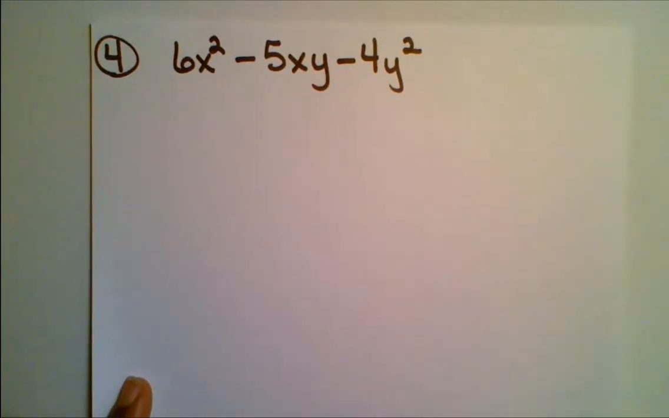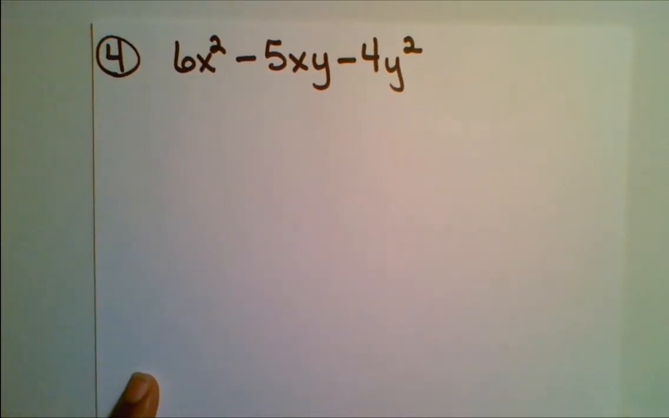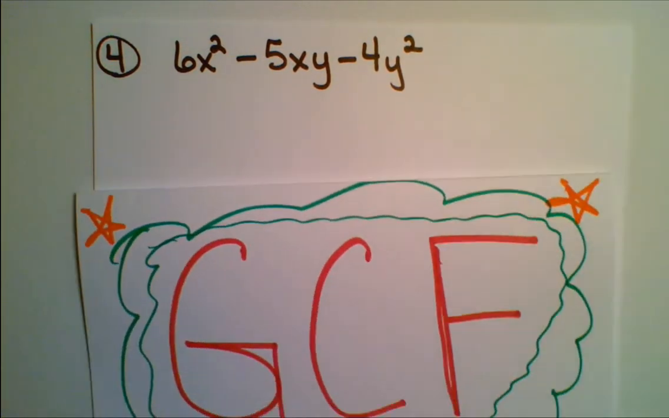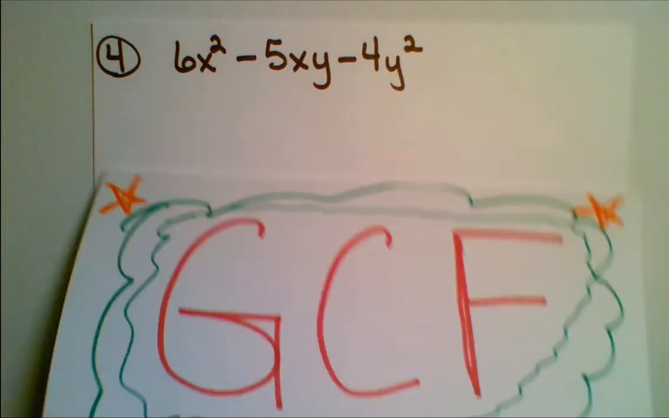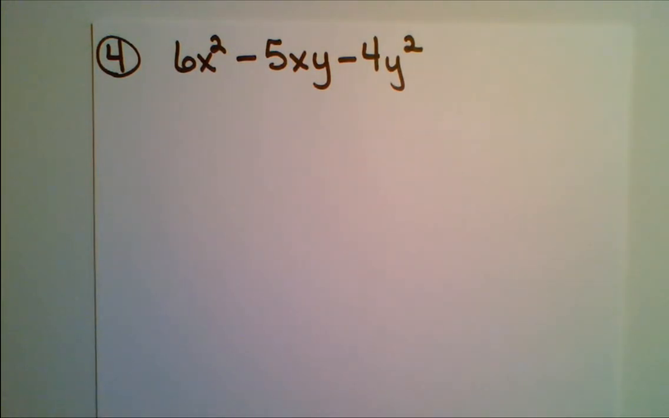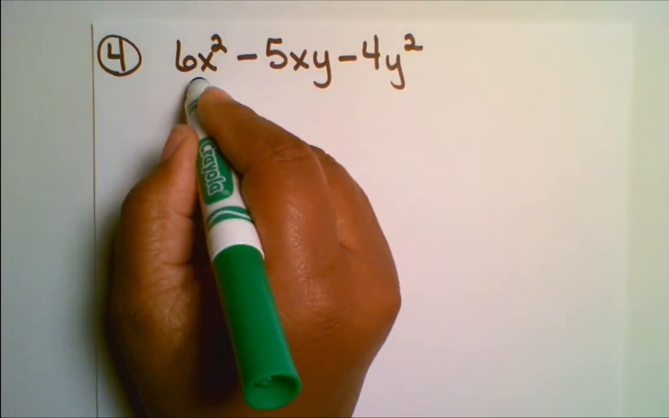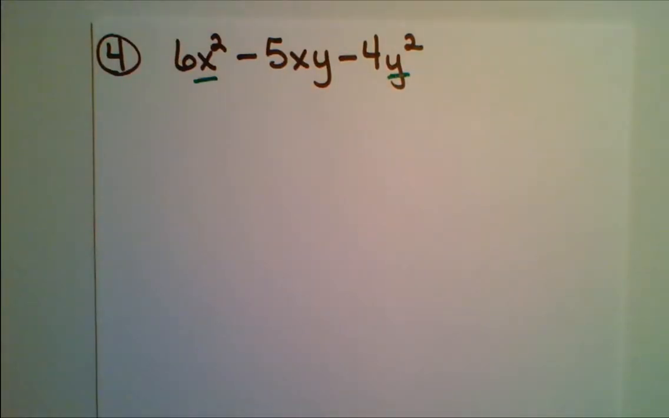Example 4. 6x squared minus 5xy minus 4y squared. Is there a GCF? No, we do not have one. So we're going to slide, divide, and bottoms up. Be mindful of the variables that you have for the first term and last term because you definitely want to break those terms down. So let's slide.